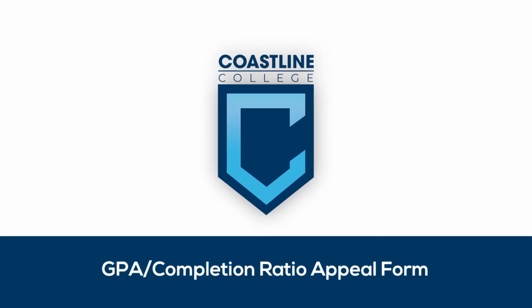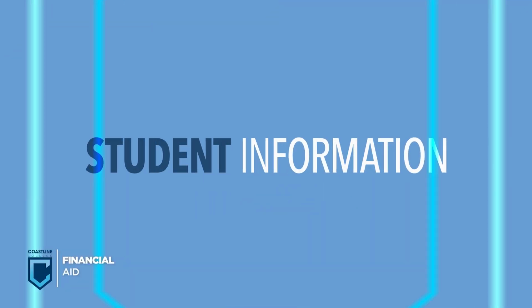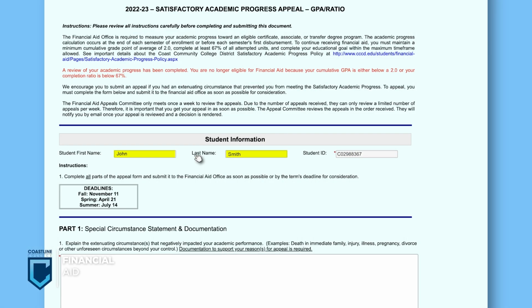How to fill out the GPA completion ratio appeal form. Student information. Please provide your first and last name and read this section carefully. You must schedule an appointment with an academic counselor to create a comprehensive educational plan.